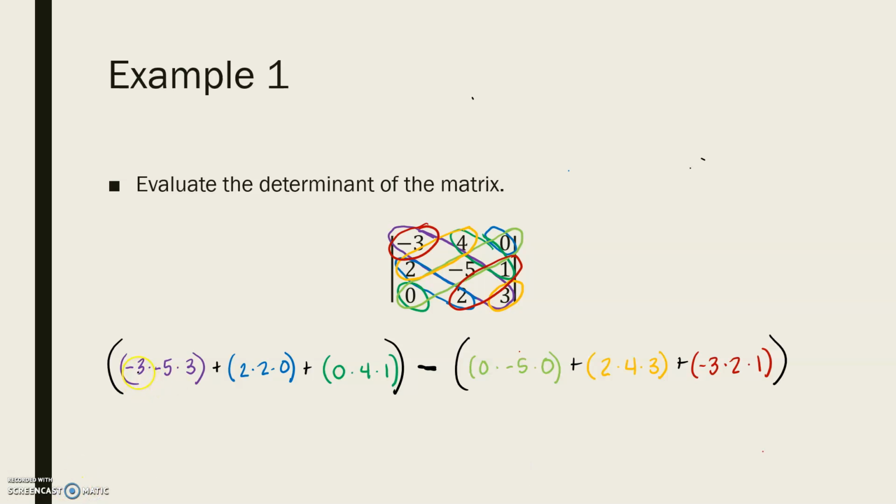When I simplify this, I'm going to get positive 15 times 3 is 45, plus 0 plus 0, minus, over here I'm going to get 0 plus, this would give me 8 times 3 is 24, negative 3 times 2 is negative 6, times 1 is also negative 6. So I'm going to get 45 minus 18, and that's going to give me 23. Yeah, so this would be the determinant of my 3 by 3 matrix.